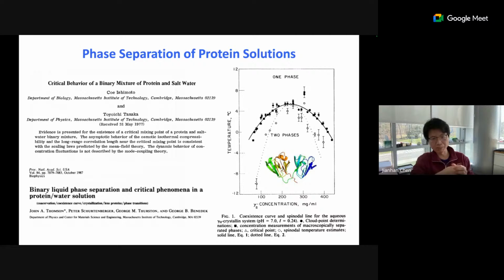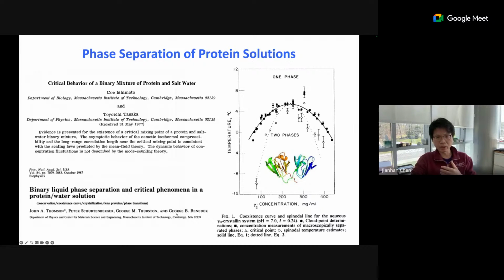This phenomenon has been observed since 1949, and the papers I include here are some studies from the 70s. Ishimoto and Tanaka showed that in a lysozyme protein solution, as you increase the salt, the repulsion between proteins is reduced and the proteins become more sticky. They tend to stick to each other, and they will eventually demix and phase separate. So it is really known that proteins can do that.